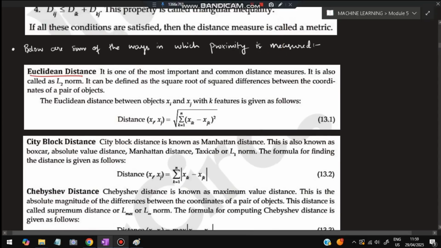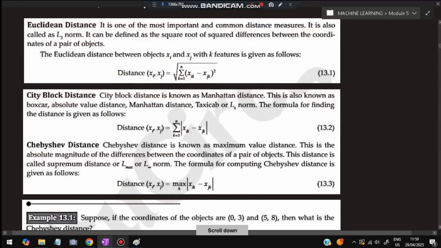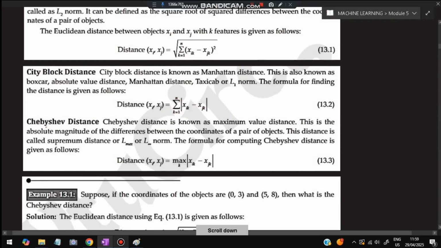First one is Euclidean distance. This is the Pythagoras theorem, right? If you want to find the distance between xi and xj, we do the summation of (xik minus xjk) whole square, for k equal to 1 to n, and then the square root. If it is city block distance, we just subtract and take the summation, we do not do the square and square root. And in Chebyshev distance, it will be the maximum of the differences.